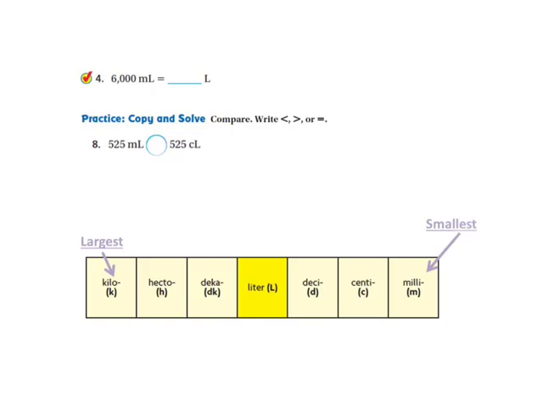So now we're going to do it with the metric system, okay? So I have 6,000 milliliters equals blank liters. So I'm going to start with 6,000. And milliliters are really small. It's like a dropper. Liters are big. So I'm going small to big. So that's division. Then I need to figure out how many milliliters are in a liter.